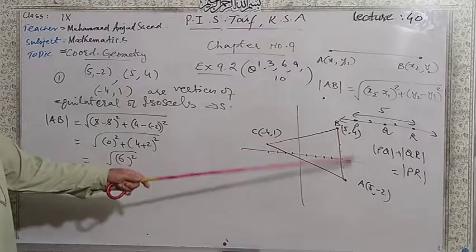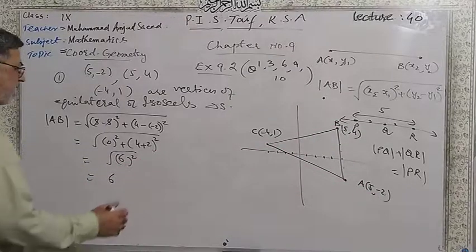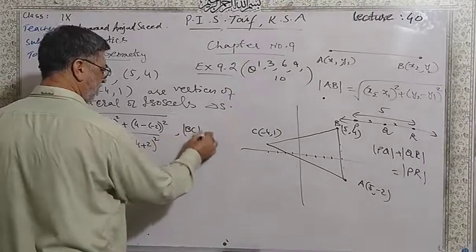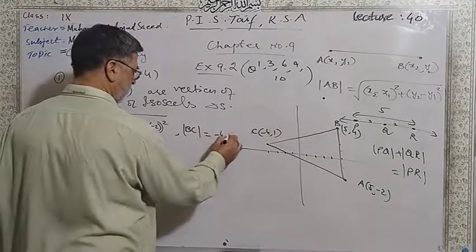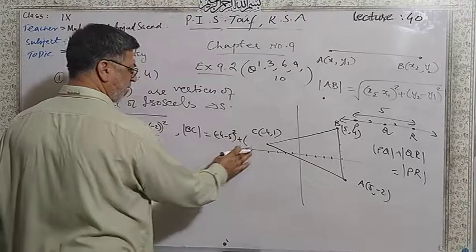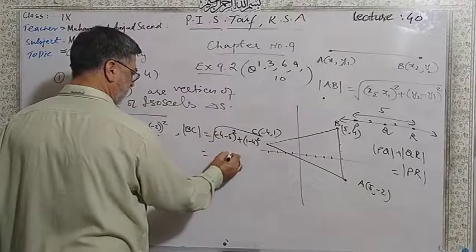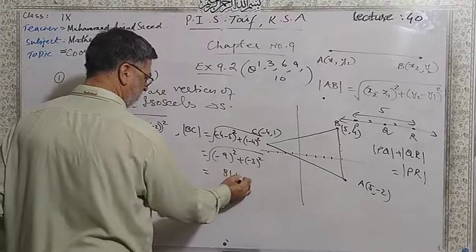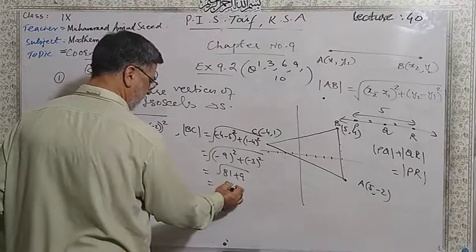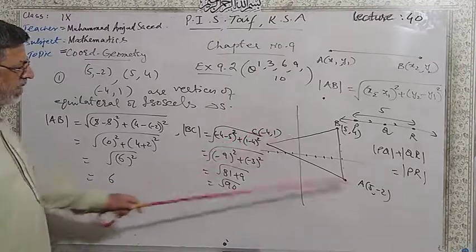That was |AB|, B minus A: first minus first whole square, second minus second whole square, whole under root. After that we have |BC|. First minus first whole square, minus 4 minus 5 whole square, plus second minus second whole square, 1 minus 4 whole square, whole under root. Minus 9 square and minus 3 square, whole under root. 81 plus 9, that will be 90 under root. Here is 90 under root. That is |BC|. And then |CA|.